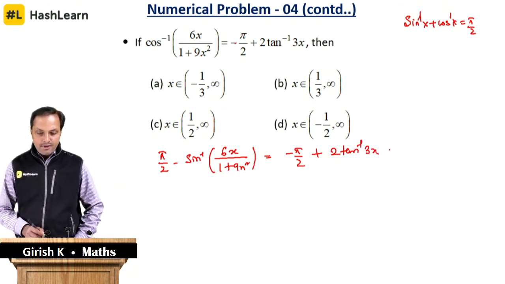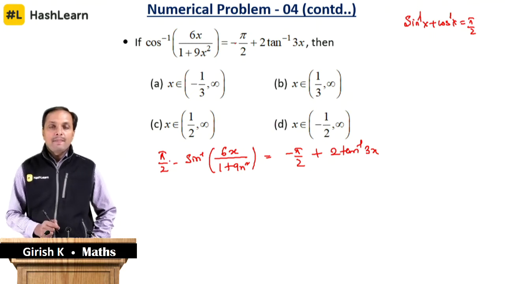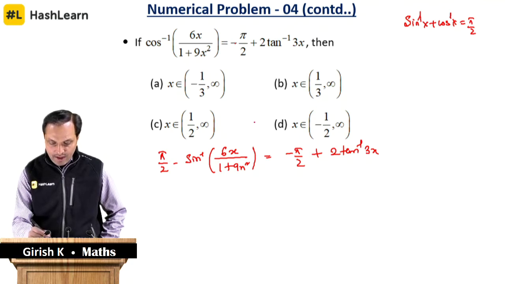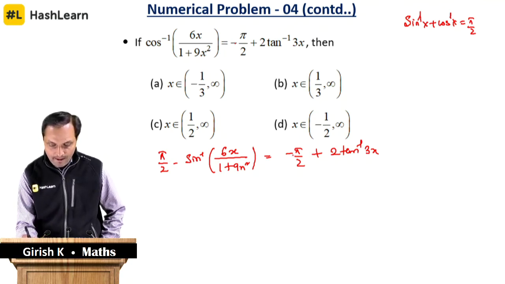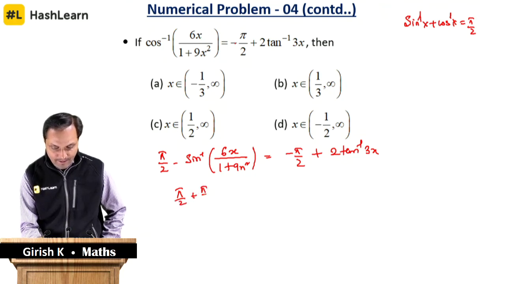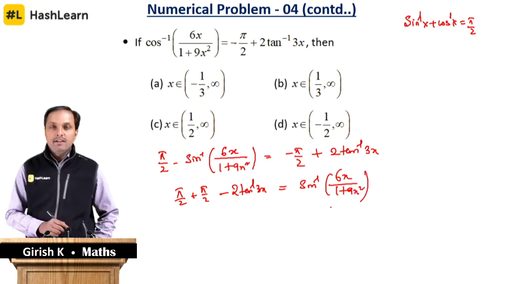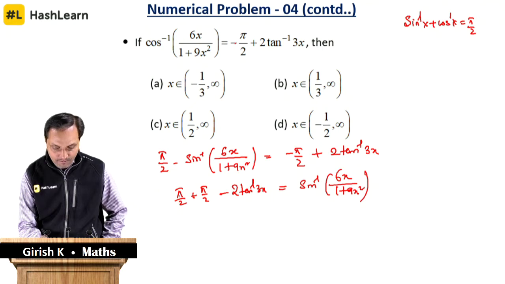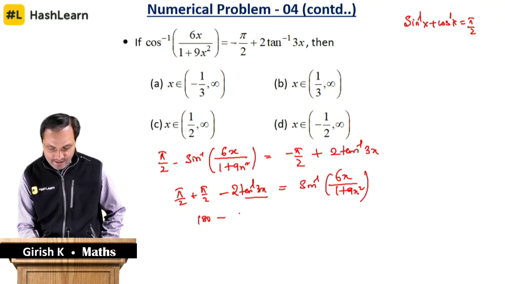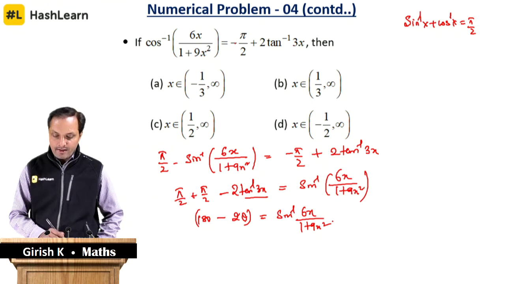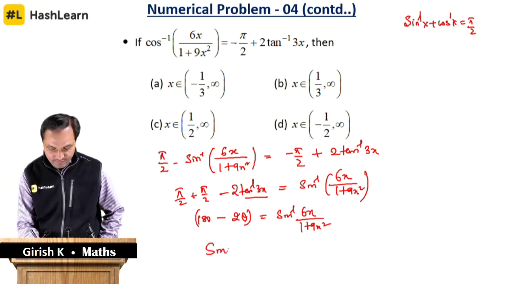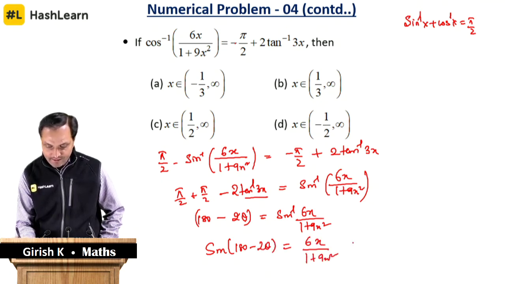Okay, so what you can do is this, you can shuffle the terms this side, and if you convert it, what happens? This will become pi by 2 plus pi by 2 minus 2 times tan inverse 3x is equal to sine inverse of 6x by 1 plus 9x square. So what does that become? Pi by 2 is 180 minus, I will take this as 2 theta, and this is sine inverse 6x by 1 plus 9x square. So what is sine of 180 minus 2 theta? That will give you 6x by 1 plus 9x square.